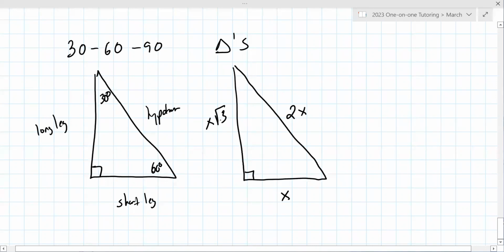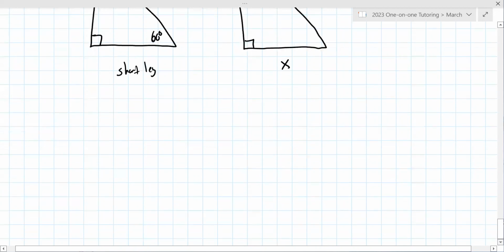That's a bit confusing. Yeah, now the best case is when I give you the short leg. If I give you the short leg, you double it to find the hypotenuse, and multiply it by the square root of 3 to find the long leg. That's the easy case. We'll do a couple of those now.